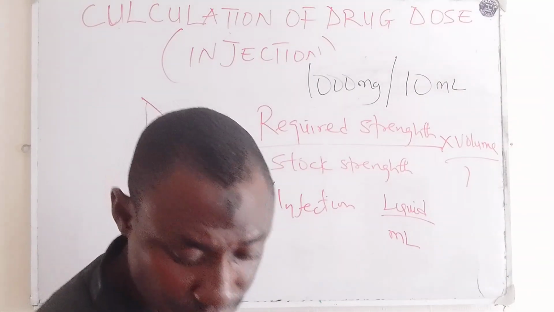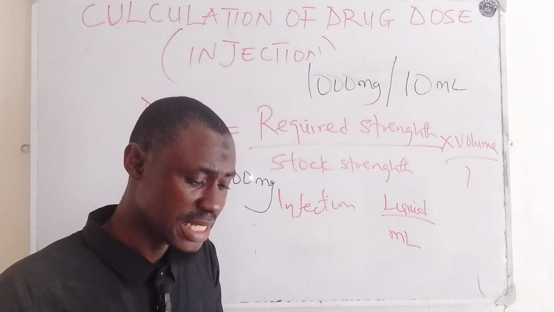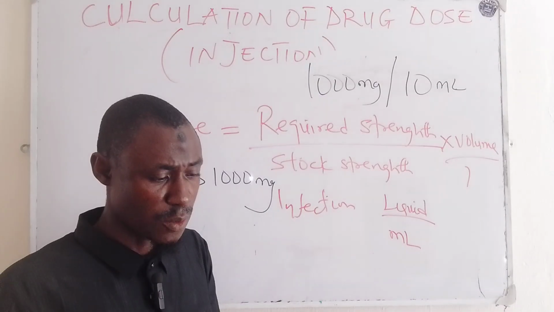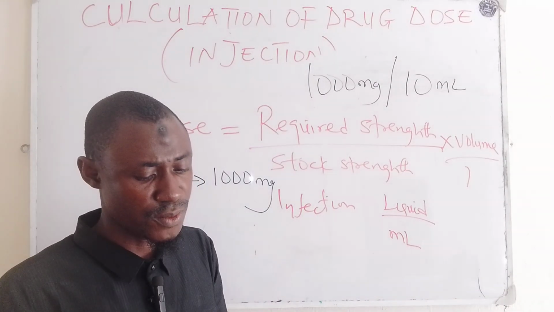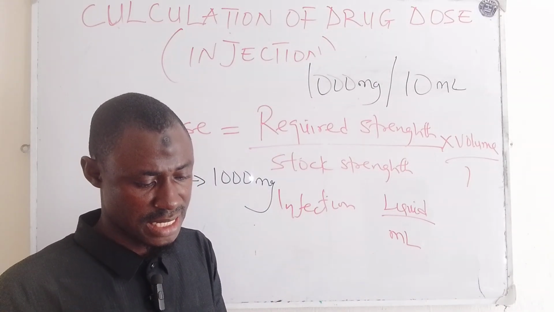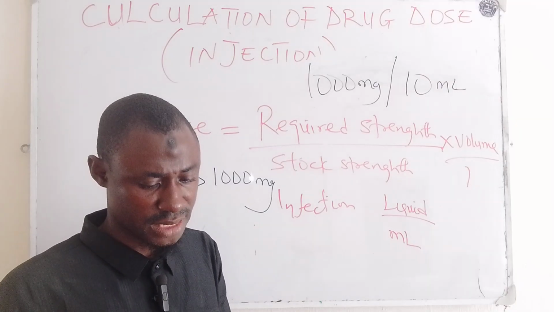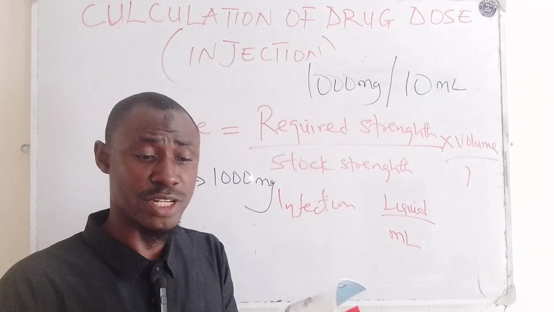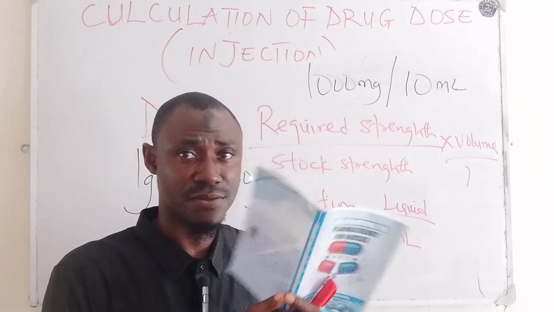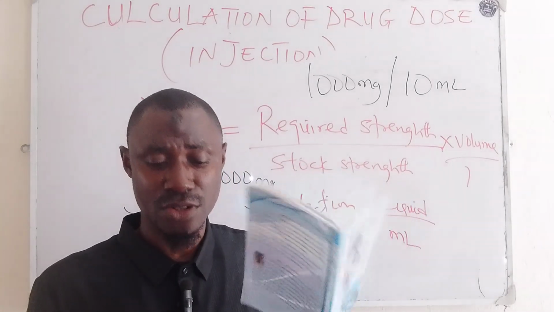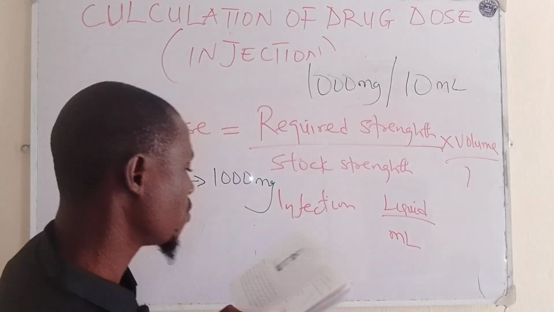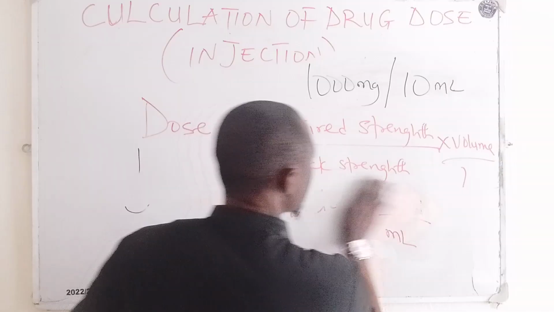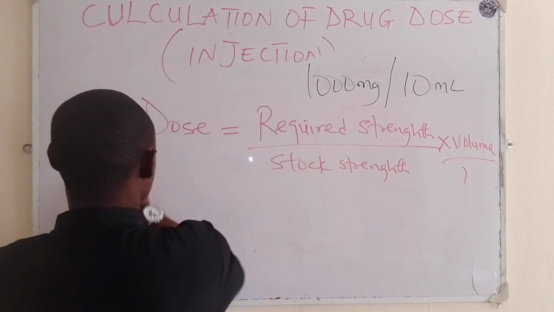So let's quickly take examples. Let's start with the example here, and that is on page 22 of this book, Calculations in Pharmacology for Nurses. So let's start with example 1 on page 22.